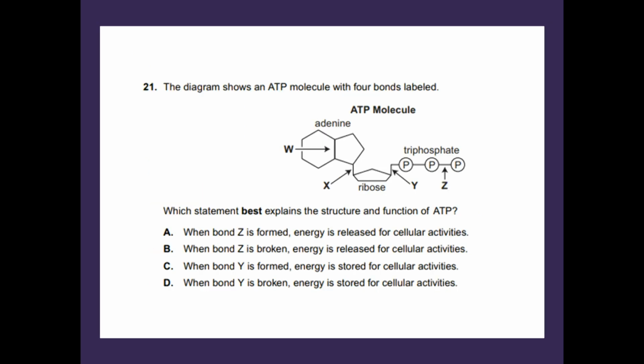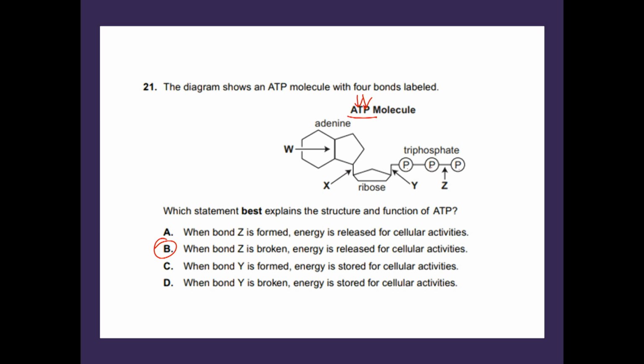Let's keep it going. All right, 21 here says, the diagram shows an ATP molecule with 4 bonds labeled. Which statement best explains the structure and function of ATP? For this one, we want to go with B. When bond Z is broken, energy is released for cellular activities. So this is called ATP, adenosine triphosphate. The reason it's called triphosphate is that there are 3 phosphates here, okay?